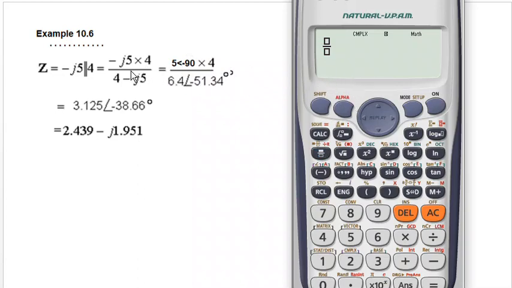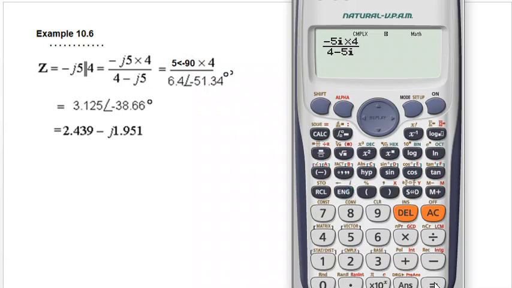Now for J, we actually use the I function, which we can get by pressing shift and engineering. So let's start. So minus J5, so minus 5 and I for engineering, minus 5I multiplied by 4. So numerator is done. Now we come to the denominator by pressing this button here. So we are in denominator, and 4 minus 5I, again engineering. So the data is complete.